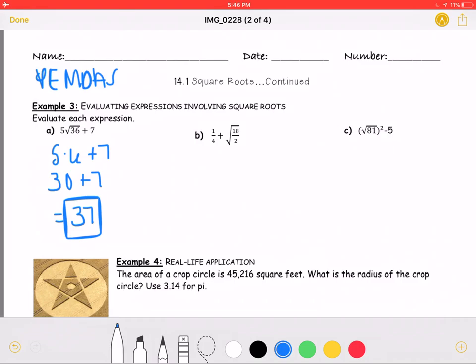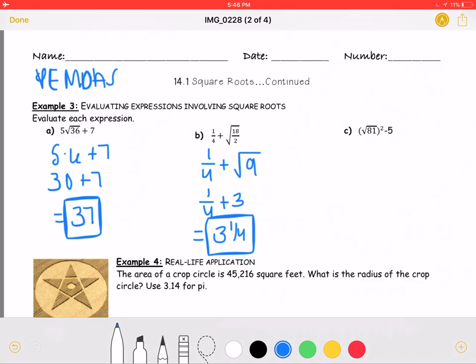Part B, I know if I break this up, the square root of 18 is not a perfect square. Neither is the square root of 2. So I can't do that method that we did before, but maybe there's another method. Can I simplify 18 over 2? Well, yeah, 18 divided by 2 is 9. Is 9 a perfect square? Yeah. So now take the square root of 9 and now just add. I get 3 and 1/4. Keep it as a fraction, change it to a decimal, whatever is easiest for you.